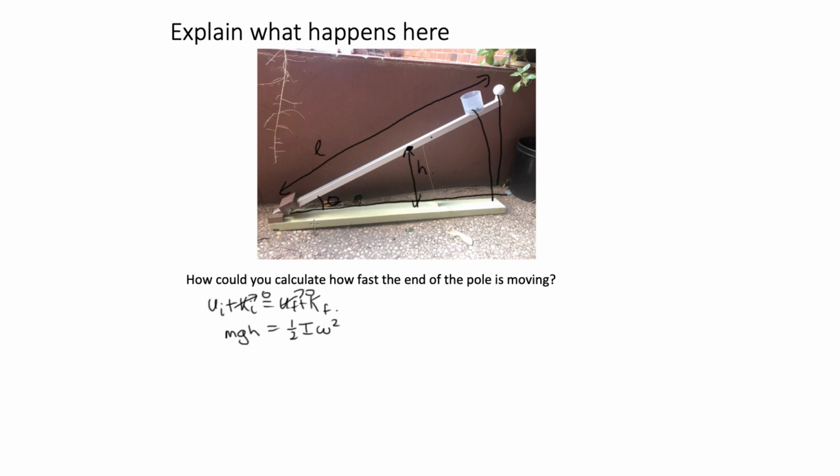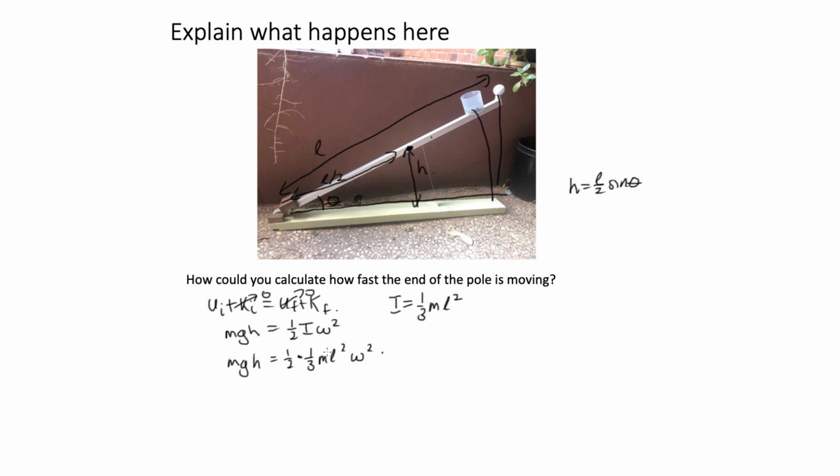And for a rod pivoted about one end, we've shown that I is equal to a third ml squared. So we can substitute this in, and we've got a half times a third ml squared times omega squared, and that's equal to mgh. And h here is the height of the center of mass. So this is right in the middle of the rod. So this is L on 2. So hopefully you can see from here that h is equal to L over 2 sine theta.